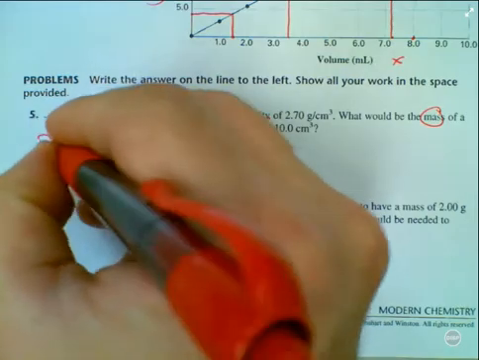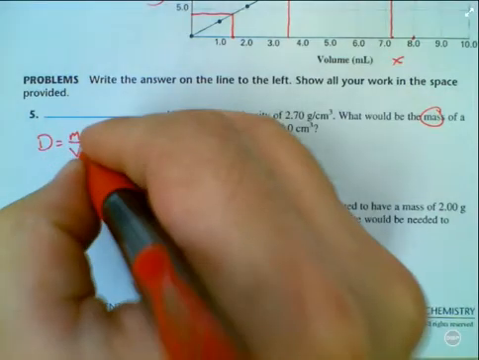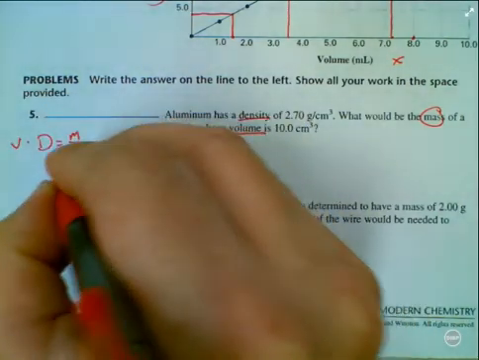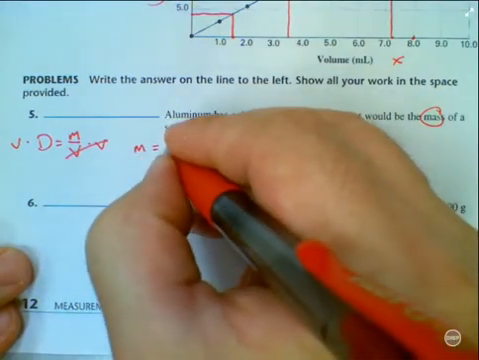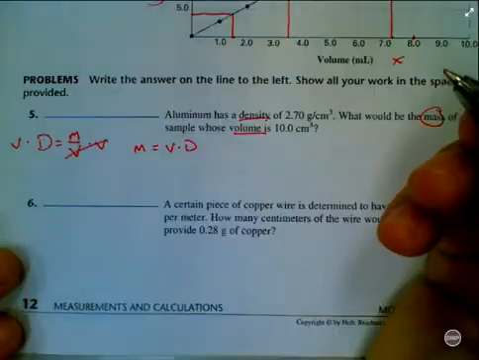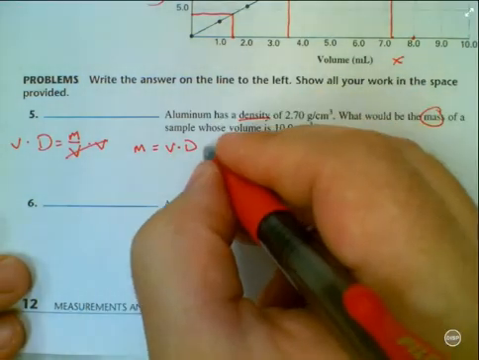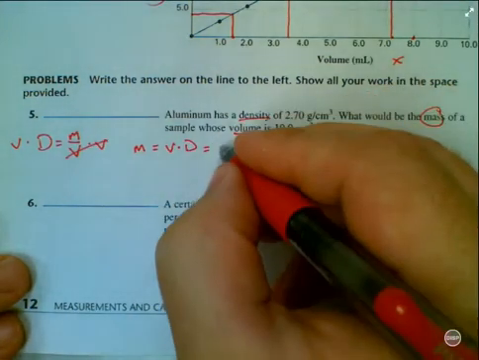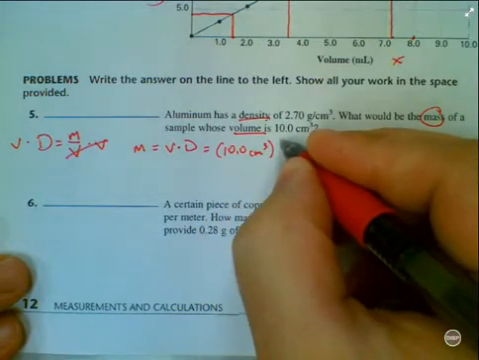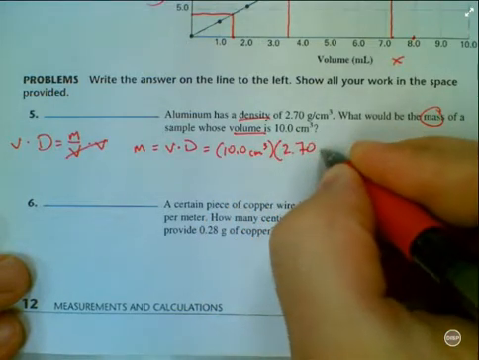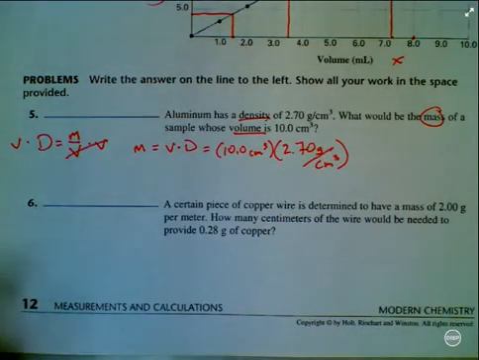So if I were to take our density equation, knowing that we're supposed to solve for mass, if I rearrange this to solve for mass, multiply both sides by volume, I'll end up with mass equals volume times density. Well, I've been given both the values for volume and density, so I can simply plug them straight into my equation. 10.0 cubic centimeters multiplied by 2.70 grams per cubic centimeter, because that's the density, and I simply carry out my calculation.